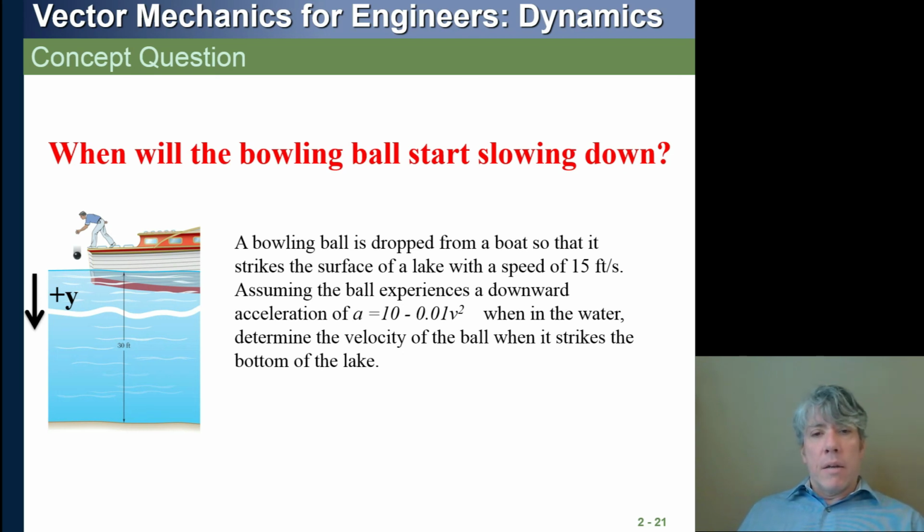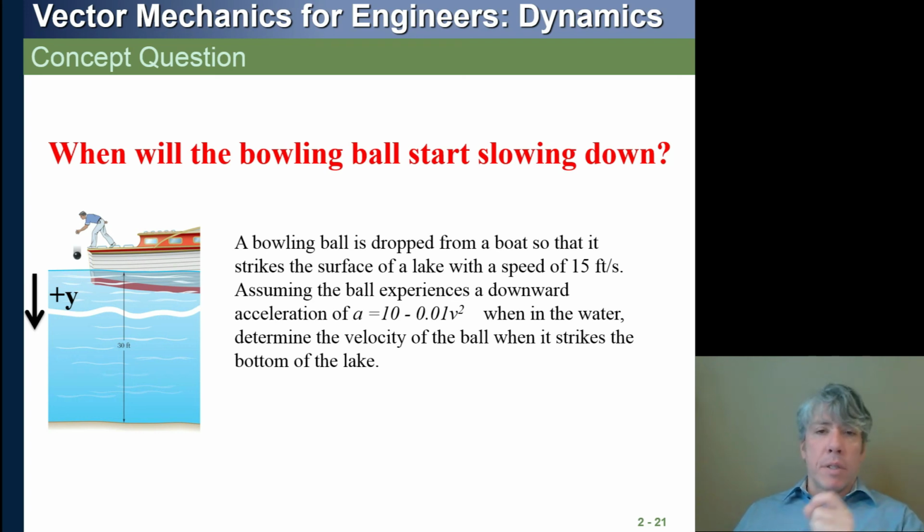Well, let's see. We could figure out when it has a zero acceleration. When a is equal to 0, the term 0.01 v squared must be equal to 10. And of course, if the velocity gets any bigger than that, then the acceleration will certainly be negative, because the second term, the negative 0.01 v squared, would be larger in magnitude than the 10. So that's when the bowling ball would start slowing down.